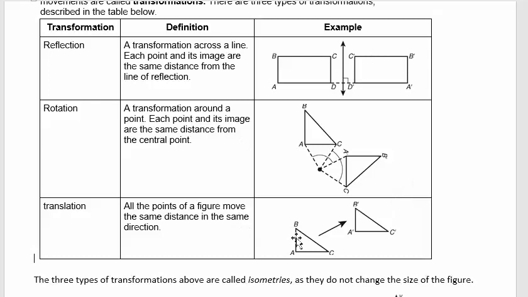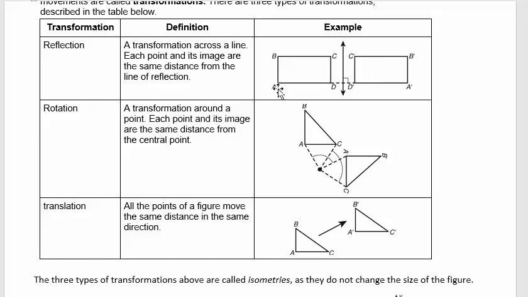In all of these, the size and shape of the figure does not change. It's just moved in some way. The original figures are called the pre-images. So rectangle ABCD is the pre-image. After the transformation, it's called the image.